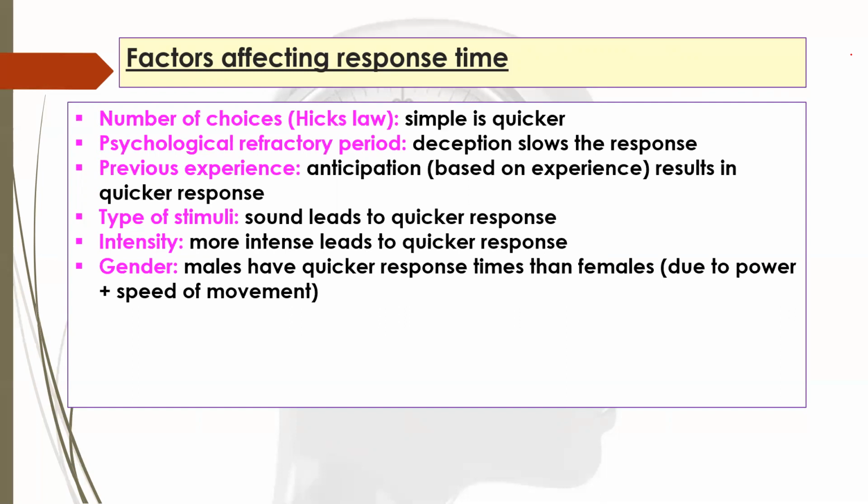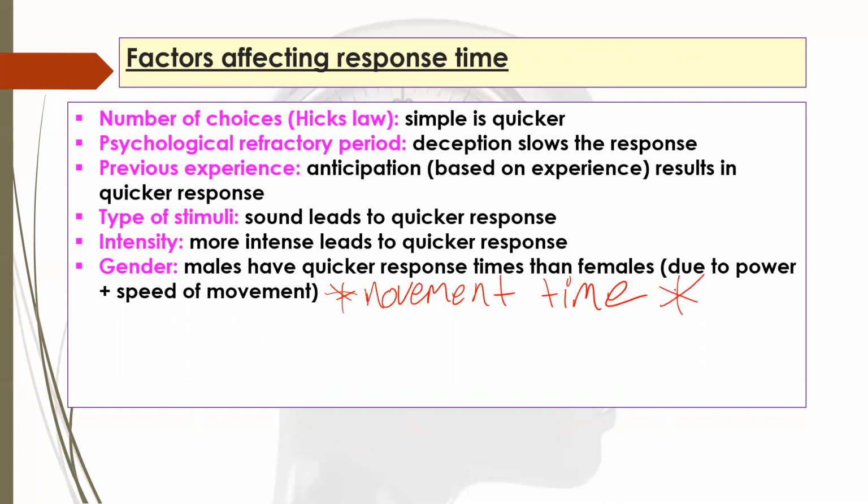Gender, so males tend to have a quicker response time. This is very much a generalization. If you go on the basic idea that males are bigger with more muscle mass, that is going to lead to greater power and speed of movement. Now this is a slightly different element of this, because in this one you're more looking at the movement time. So actual time it takes to complete the movement.